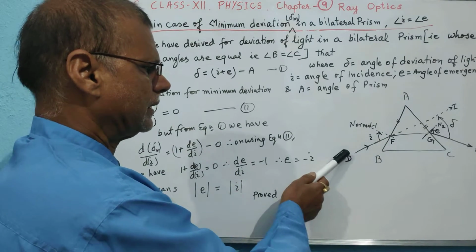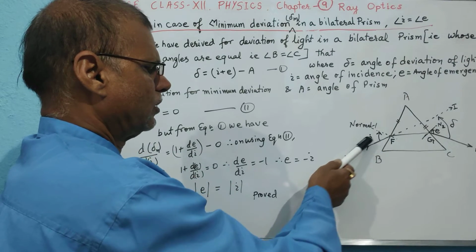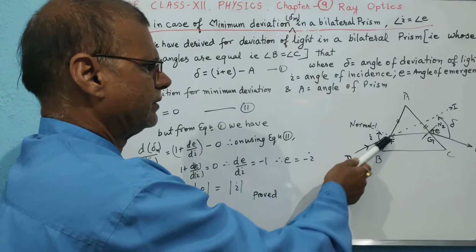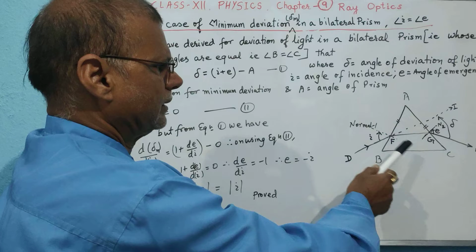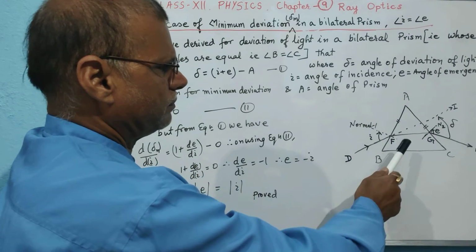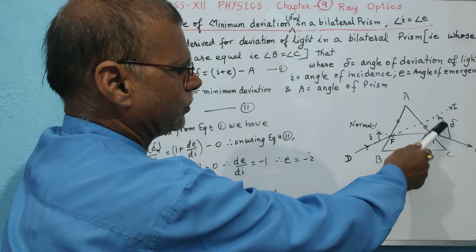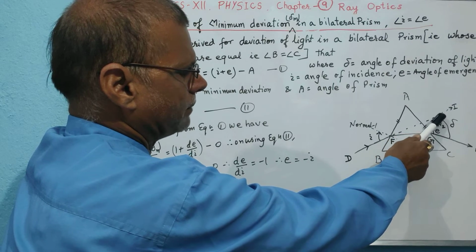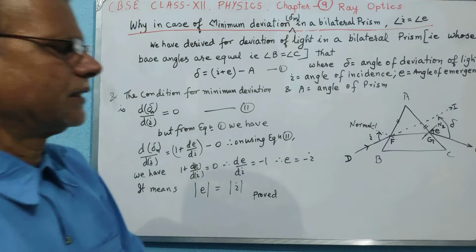What is the angle of deviation? This is the original direction of the incident light, and finally after it emerges from the prism, it is bending by some angle, which is delta, the angle of deviation.